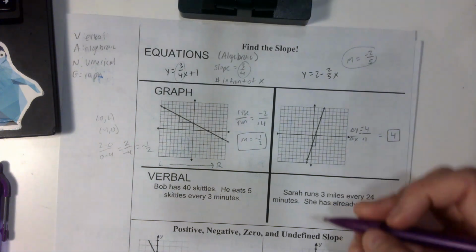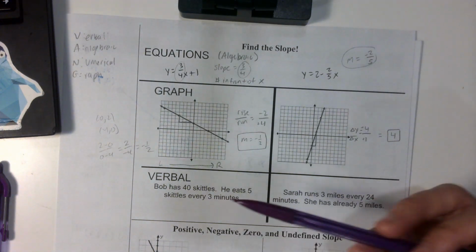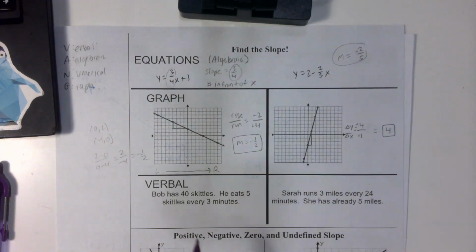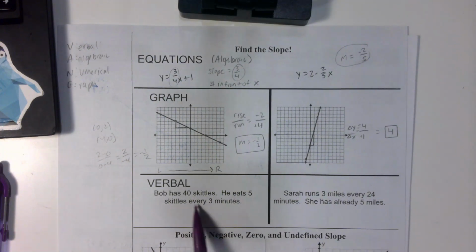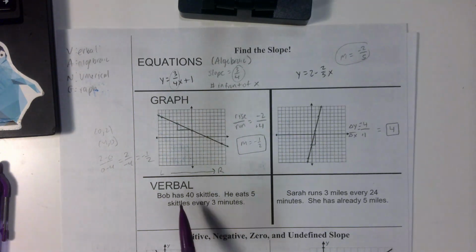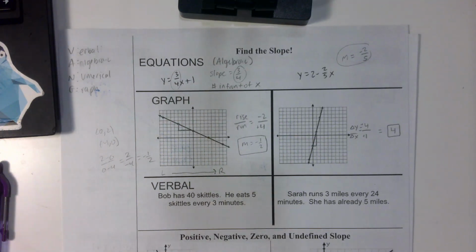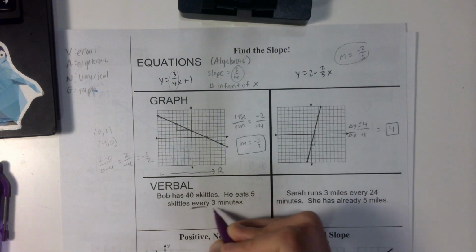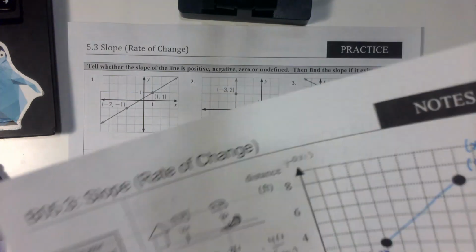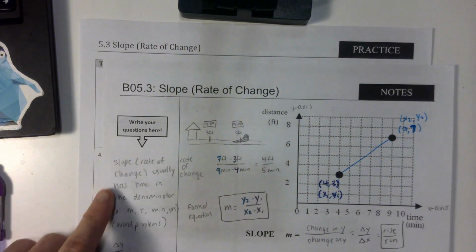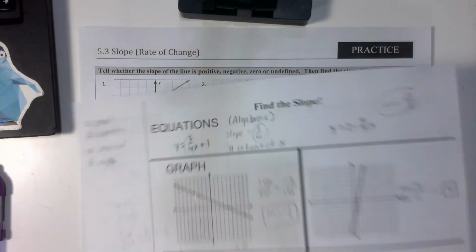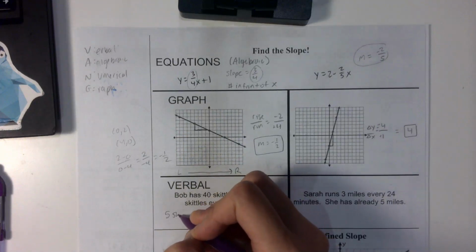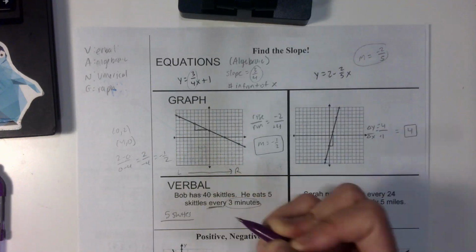Okay, right. So verbal is just being able to read a word problem and convert it. So Bob has 40 Skittles. He eats 5 Skittles every 3 minutes. So this is actually unimportant when we're thinking of rate of change, right? We want to think like this is telling us, remember on the back side how I said slope usually has time in the denominator? So if we look here, this is a time, right? So we could say 5 Skittles every 3 minutes.